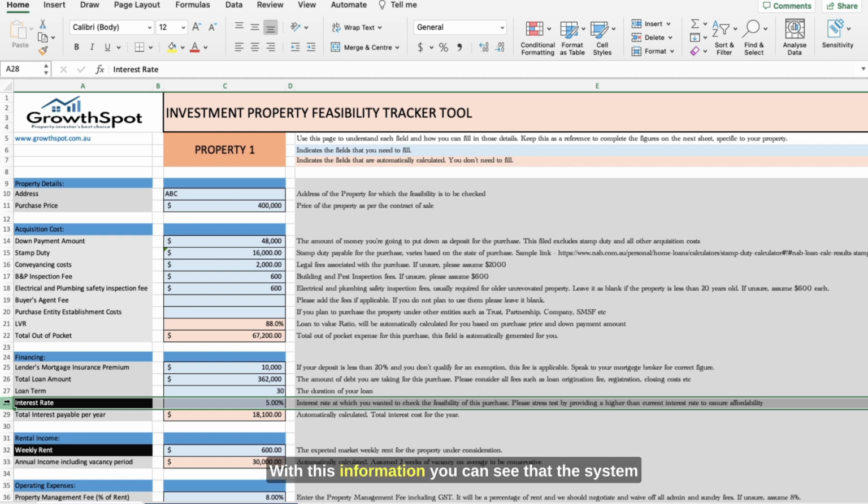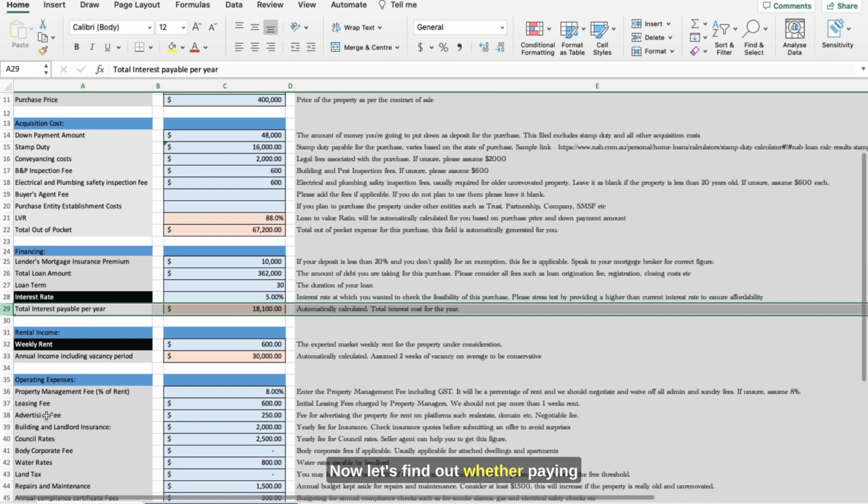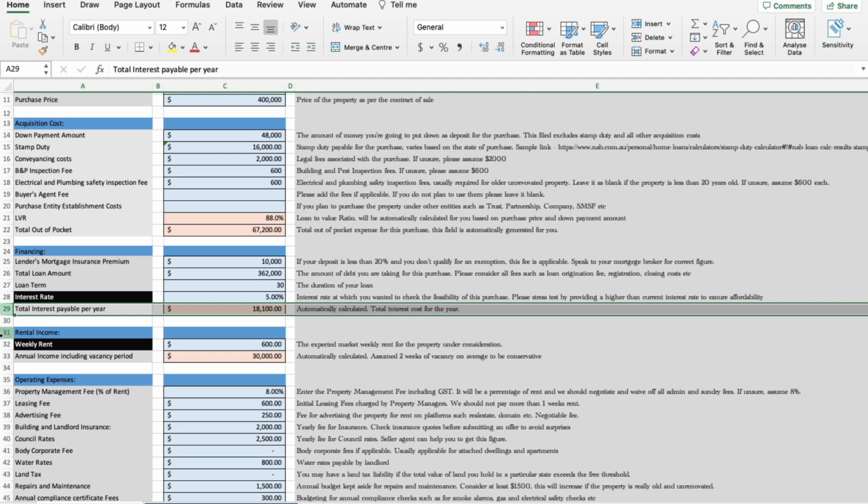With this information, you can see that the system has generated the total interest payable for this loan on a yearly basis. At a 5% interest rate, you can see that the interest payable each year is just over $18,000. Now let's find out whether paying this much interest for this property is something you can afford comfortably. We do not want to assume anything here, so let's fill in more information and find out.